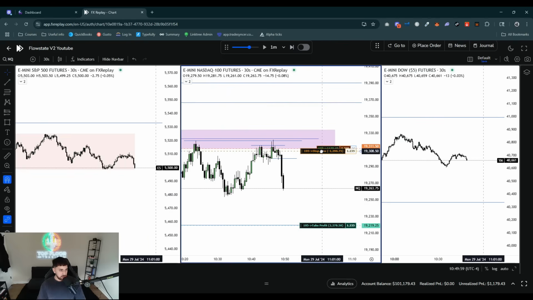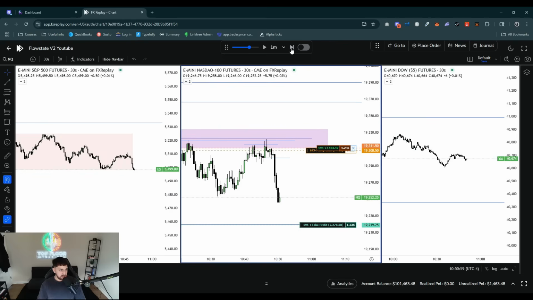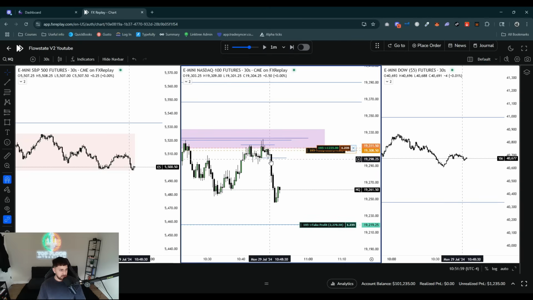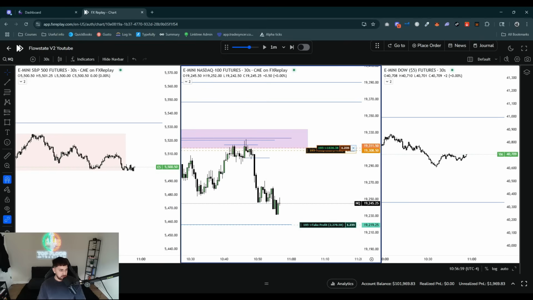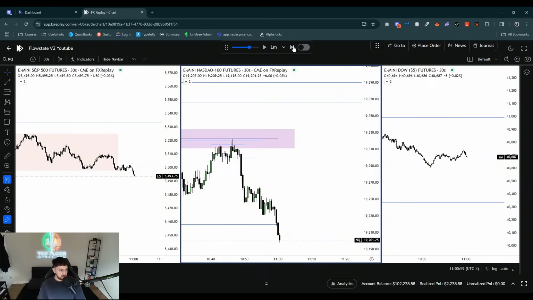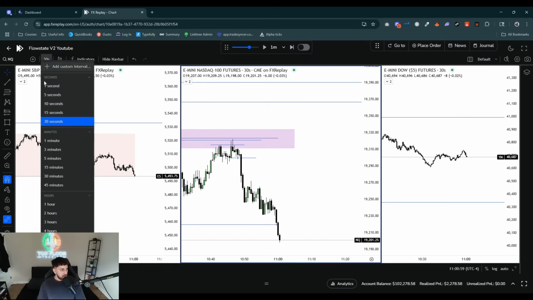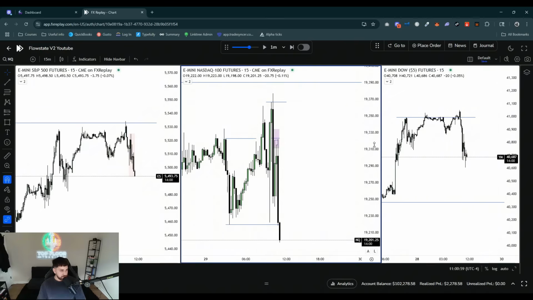This is where I will go break even. I don't want to see this get back above this 30-second FVG. We are moving by the minute here. Okay, nice. And TP hit there. All right, that was really, really clean.